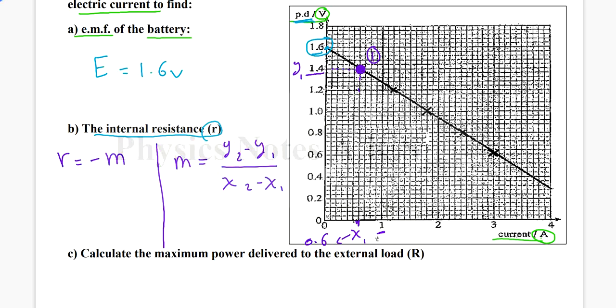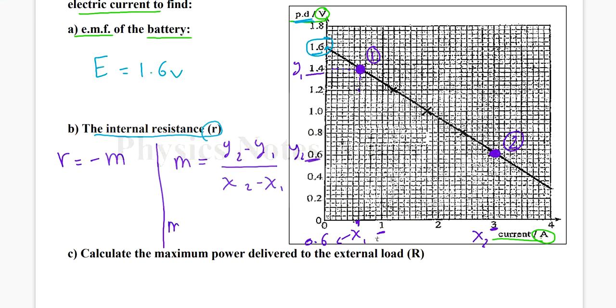I'll choose another point. Let's go to one which is easy to read. I'll go with this one. If you can see here, this is the second point. Notice that the y value here, I come directly to this one. It is 0.6. This is y2. And the x2 is going to be here. I go down, it is 3. This is x2.